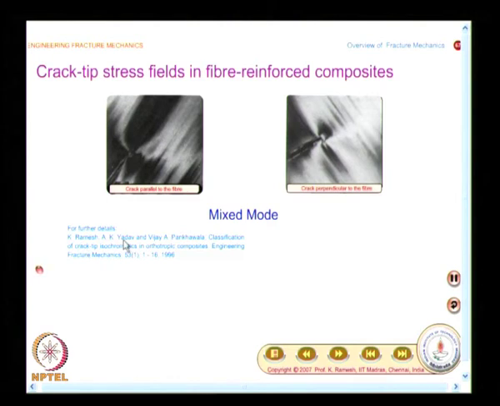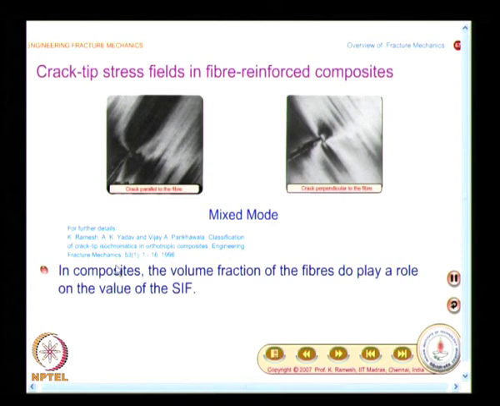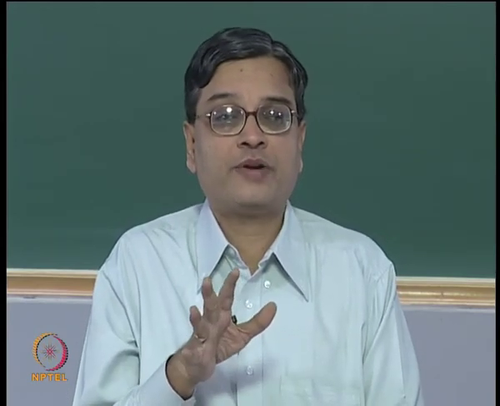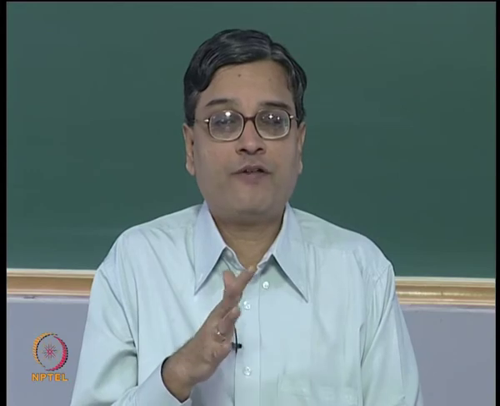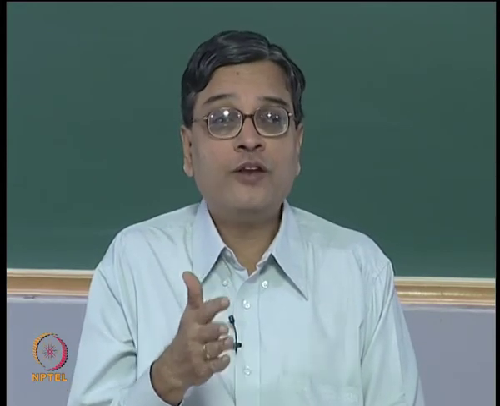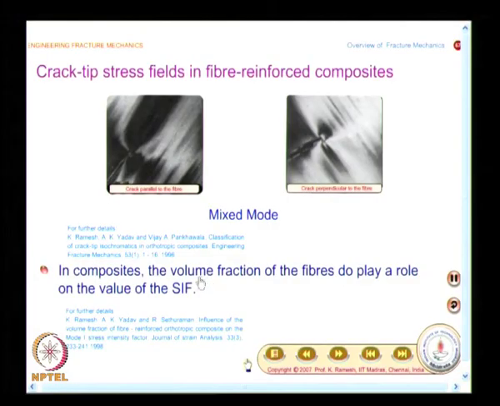And you could find some of the results in this paper. This is by myself, A.K. Yadav, Vijay A. Pankawala, which appeared in Engineering Fracture Mechanics in 1996. And there is also another important issue. Say in the case of stress intensity factor determination, material parameters did not play a role in isotropic materials. What we have found was the material properties do influence in the case of composites. So, the volume fraction of the fibers does play a role on the value of SIF.